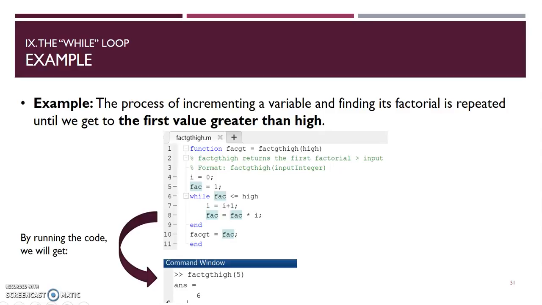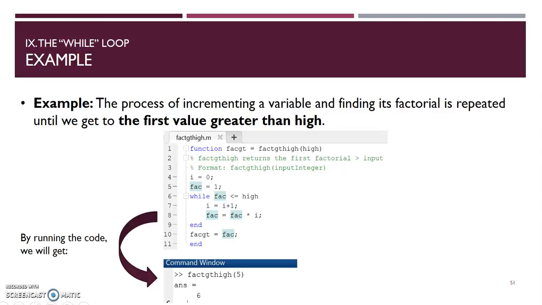Please look at the function that I have implemented here. The given number is the input of this function and it is named high. The function itself is called factGTHigh. So how does this function do the job? It starts from 1 and computes the factorial numbers one by one until the obtained factorial number is larger than the high number. At this point, the program stops and outputs the value of the obtained factorial number.